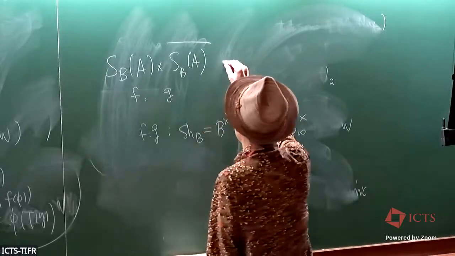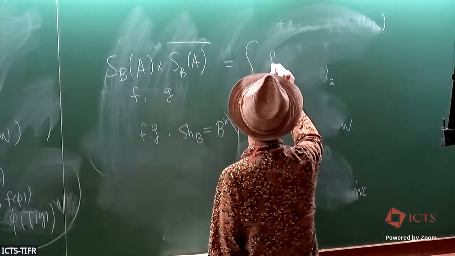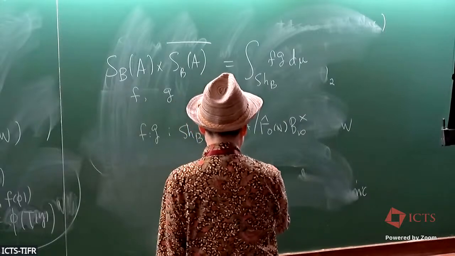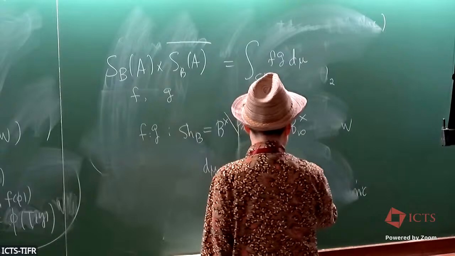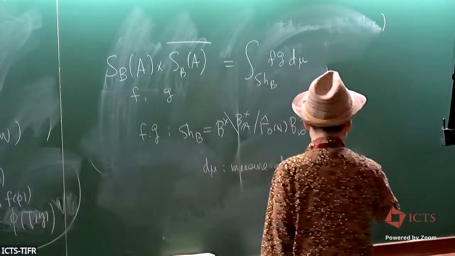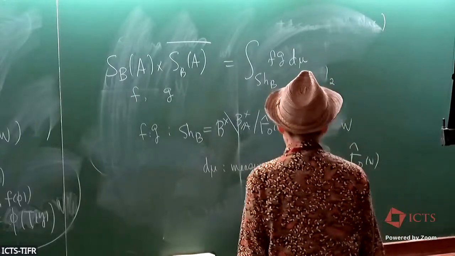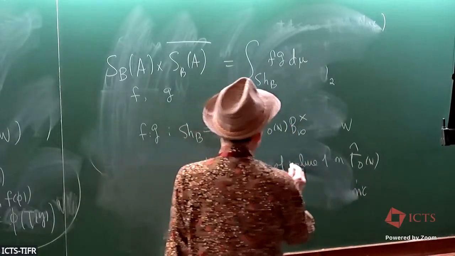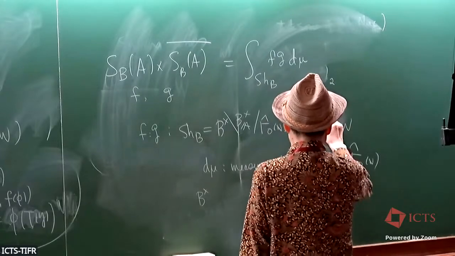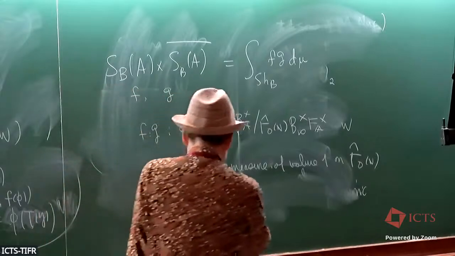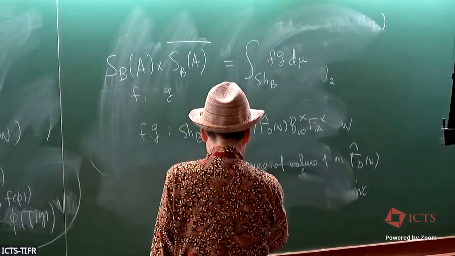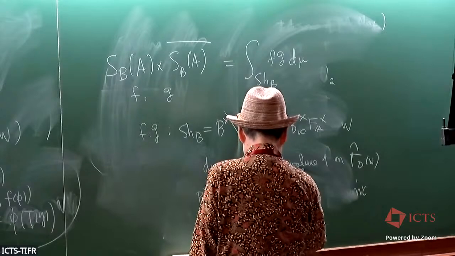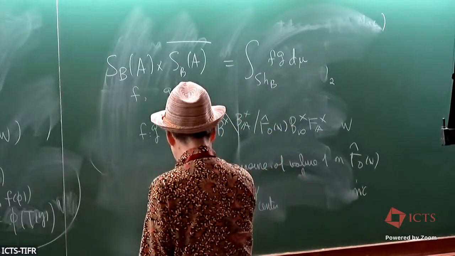And why not? Then you integrate over HB of the product. This dμ is a measure of volume 1 on Γ̂₀(n). But you see, this Γ̂₀(n), if you have B^×, I forgot the center. This B^× intersected with Γ̂₀(n) is a finite group modulo center, a finite group, Γ̄.